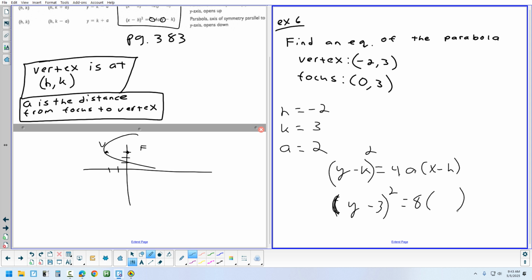X minus h, or x minus -2, which is x plus 2. Right, it's going to become a plus. So that's one thing you have to be careful with when you are working backwards. If I gave you this equation and said, describe this parabola to me, the first thing you want to do is think of this as x minus minus 2. Otherwise, you're going to mess up your h. Well, that's it. That's your equation. Any question on that one?